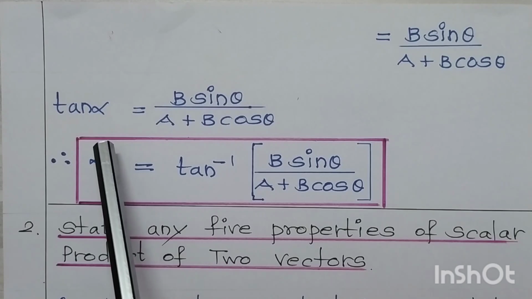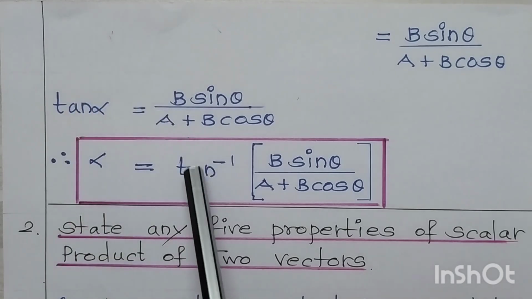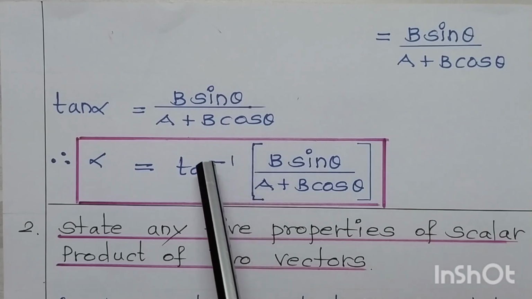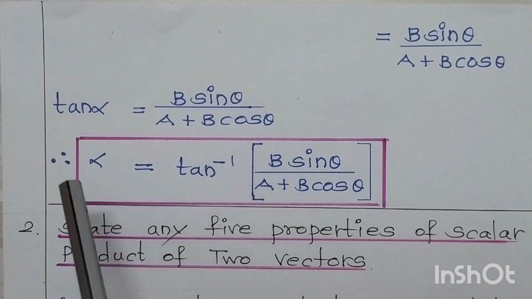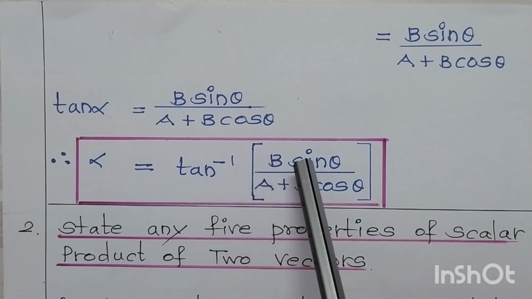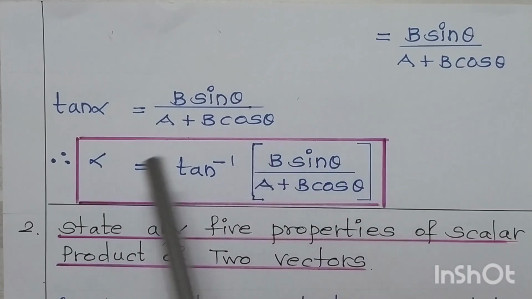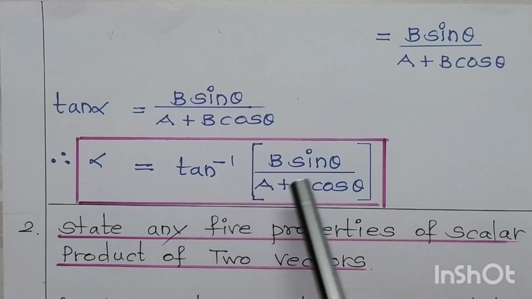So finally we get tan alpha is equal to B sin theta by A plus B cos theta. Now keep alpha as it is and bring this term this side. Then it will become tan inverse, it means tan to the power of minus 1. Therefore we get alpha is equal to tan inverse of B sin theta by A plus B cos theta. This is the expression for direction of the resultant vector.